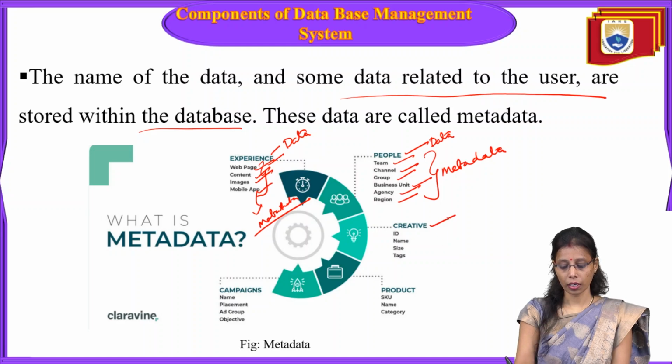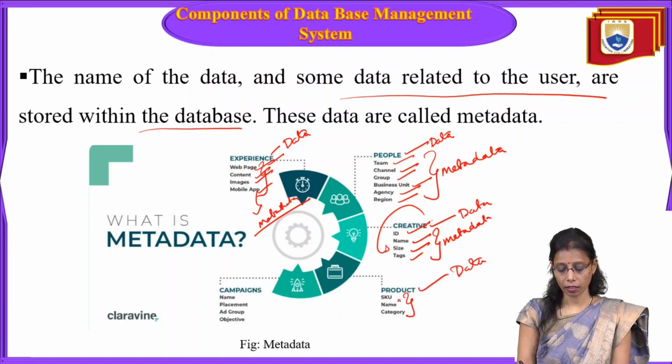Now creative. Creative is the data. So what is metadata here? ID, name, size, tags. These are all metadata. So what is it giving? It is giving the information, data about data. This is data, and this is the information about the data. This is called metadata. In the same way, when you talk about product, this is data. So what is metadata? SKU, name, category. Campaigns means name, placement, group and objective. So these are all kinds of metadata which are used in the DBMS as a database.